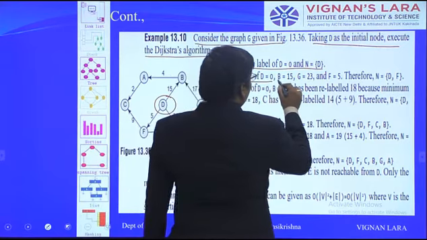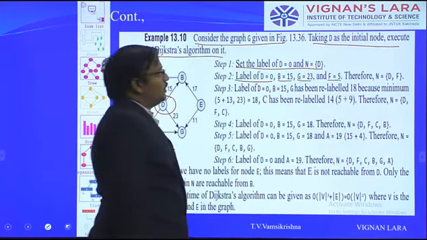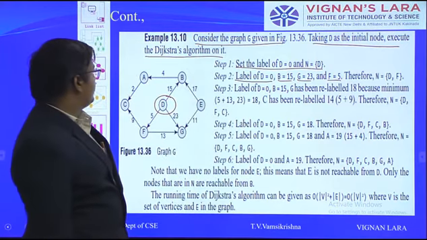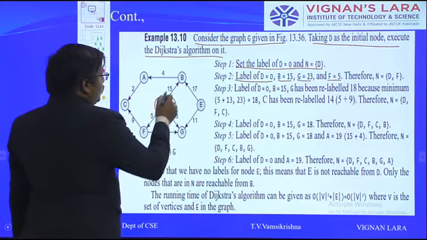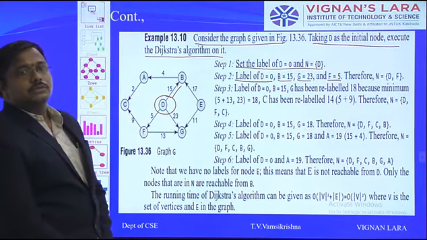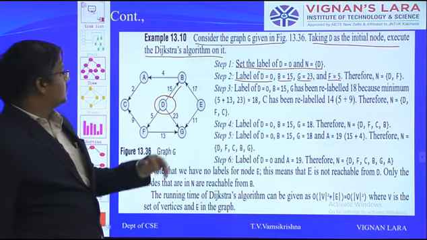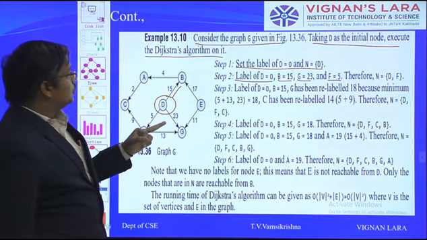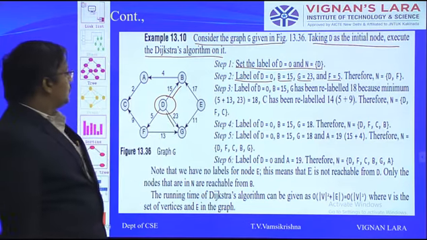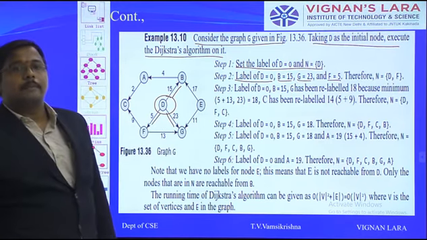Label D as 0. So B is equal to 15, G is equal to 23 and F is equal to 5. What does it mean? The shortest distance from D to B is 15. To reach B, the present shortest distance is 15. To reach G, the shortest distance is 23. To reach F, the shortest distance is 5.